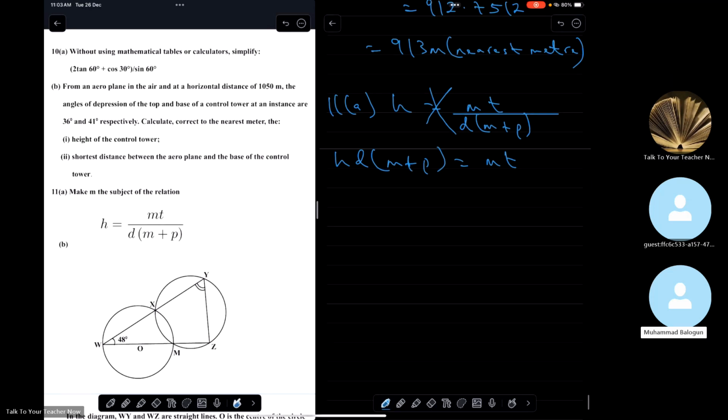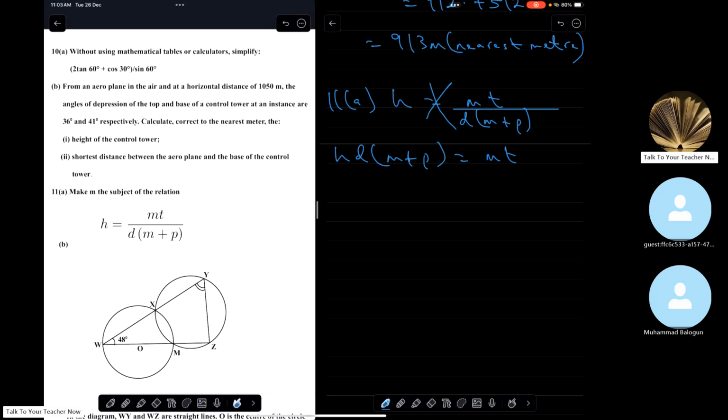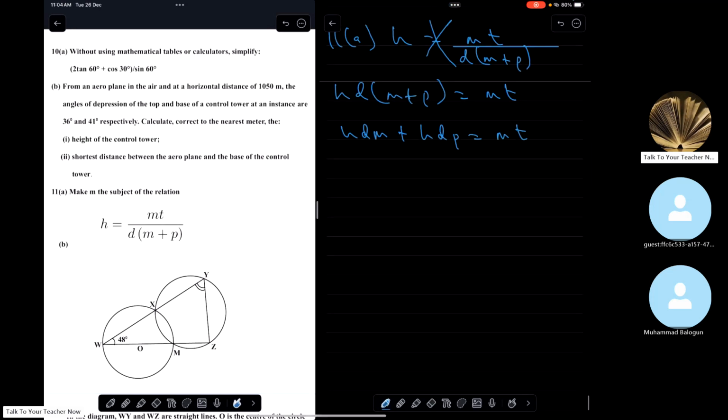Hello? MT. But don't forget that. What are we making the subject? M. So what you do is open the bracket when necessary and collect all the terms in M. Then once you're able to do that, you're as good as having got the answer. So if we open the bracket on the left-hand side, what do you have in the bracket? Beautiful. HDM plus HDP equals MT, right? Now let's collect the M terms. HDM, bring this M to the left-hand side. MT to the left-hand side becomes minus MT equals what? Minus HDP.